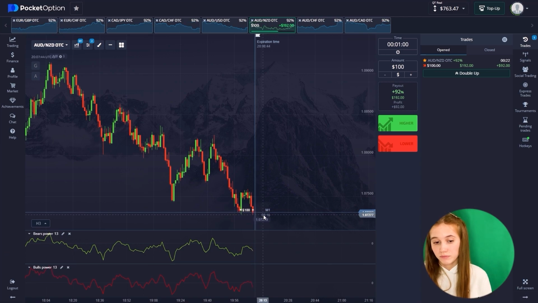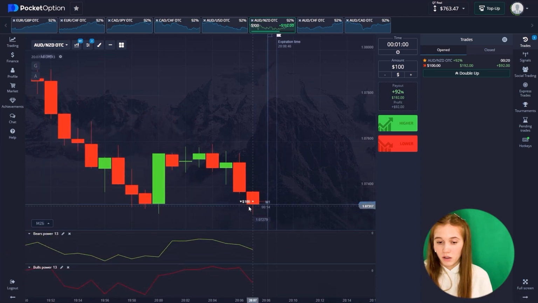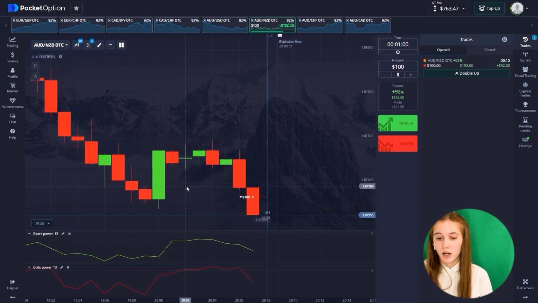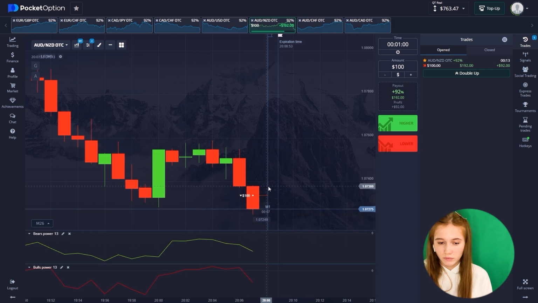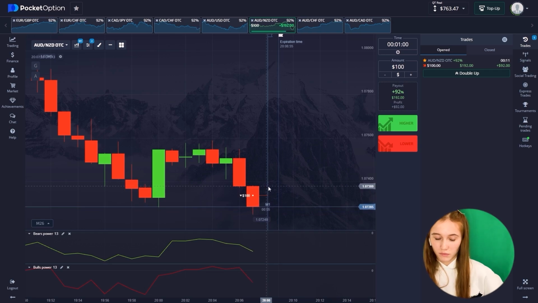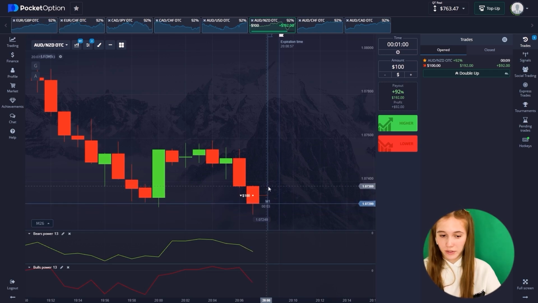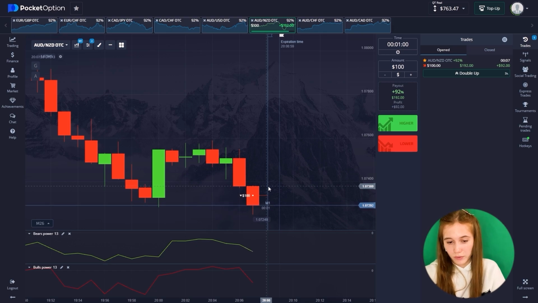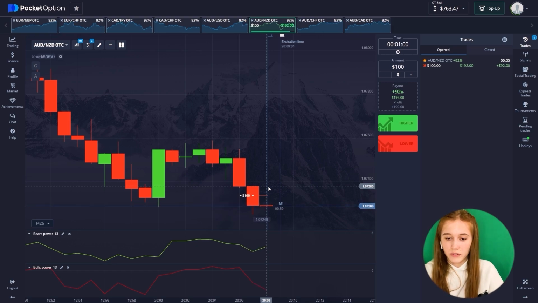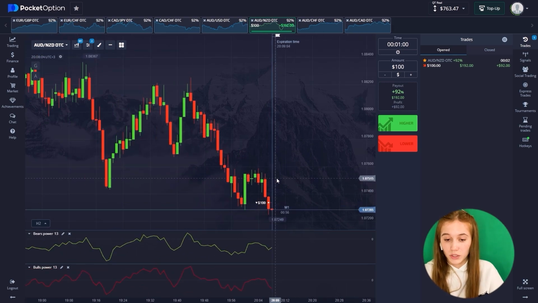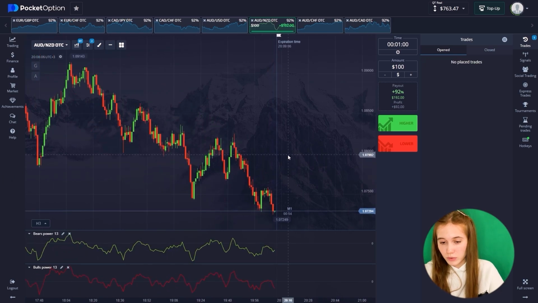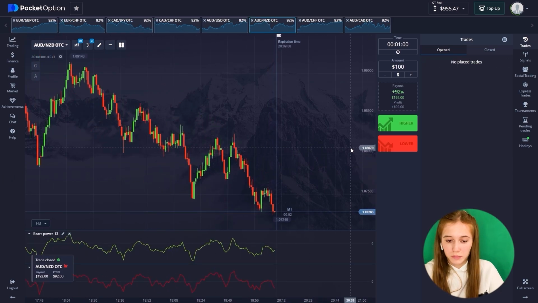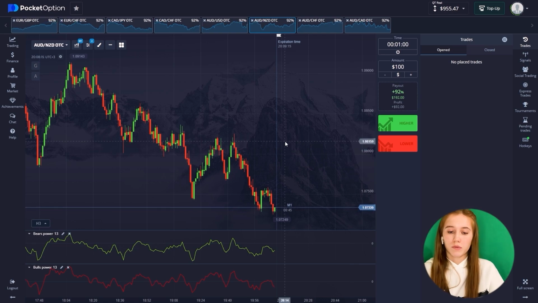Previous, let's see. But it's quite hard for us to overcome our support area. Nevertheless, unfortunately, it's not very confident yet. Let's wait for our TL to close. 5 seconds left until the end. Great situation. Profit is $92. Good. Almost $1,000 on our balance.